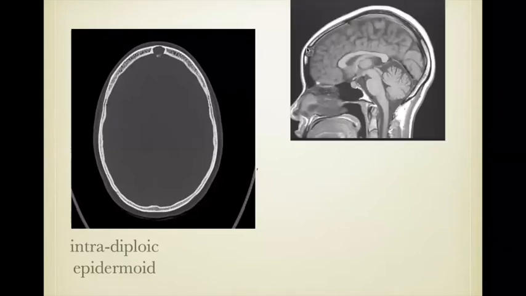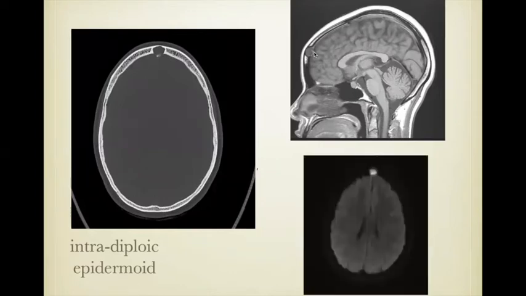Here we see the lesion. You see this scalloped margin of the bone. It has an intracranial component as well. And when we look on the diffusion weighted scan, it shows high signal intensity on the diffusion study. This is a typical appearance of an intradiploic epidermoid. These are benign tumors, benign in the sense histologically, but they can be troublesome when they create mass effect.